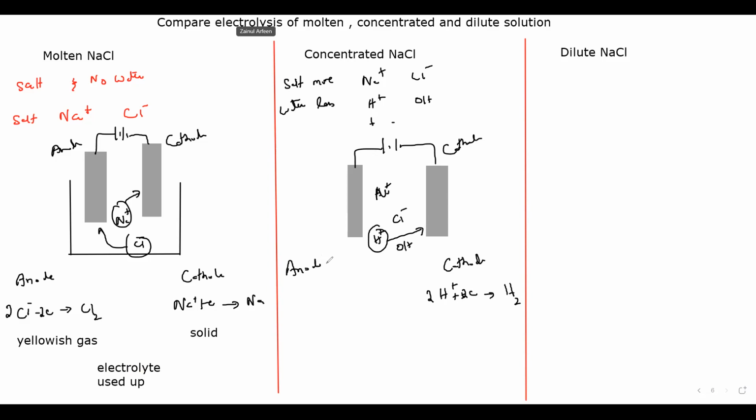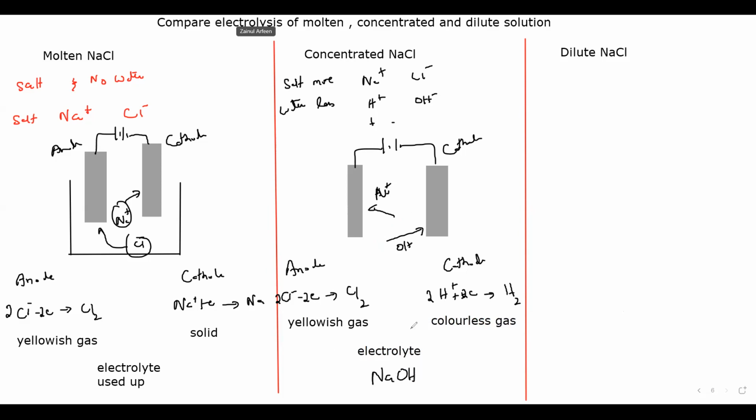And what about anode? For negative ion, we check the amount, because it's a more salt concentrated solution, so Cl will move there. When one chloride ion moves, it will lose one electron and form chlorine atom. When two chloride ions are there, they will lose two electrons and form chlorine molecule. So the observation again, yellowish green gas, and because hydrogen is there, a colorless gas. And what happened to electrolyte? Electrolyte means what you're left with. Hydrogen is being removed, Cl is being removed, so you're left with NaOH. The electrolyte will turn into NaOH.